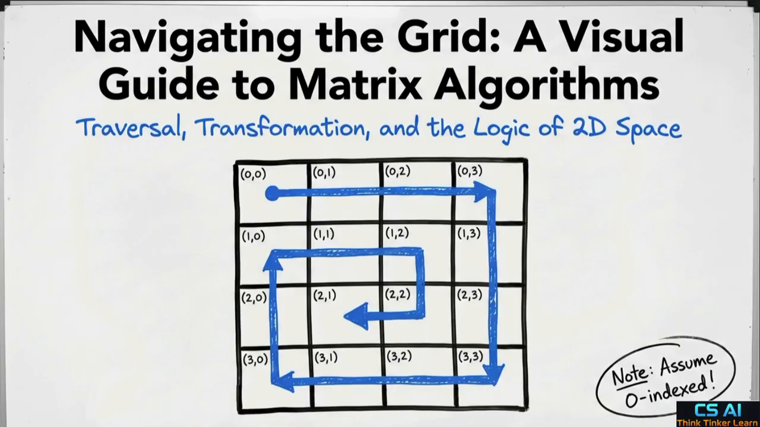When we talk about matrices, we aren't just talking about a collection of numbers. We're talking about 2D space. As you can see from the spiral traversal on the board, matrices require a different mental map than a standard array. Today, we are going to break down traversal patterns, transformations, and the underlying logic of the coordinate system. By the time we are done, these grids won't feel like a maze anymore. They'll feel like a playground.